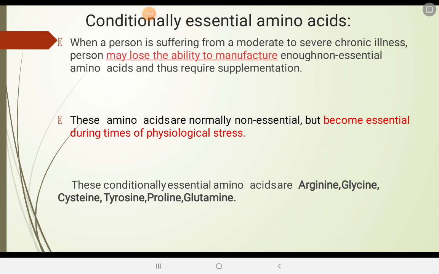These amino acids are normally non-essential but become essential during times of physiological or pathological stress. These conditionally essential amino acids are arginine, glycine, cysteine, tyrosine, proline, and glutamine. What is meant by conditionally essential amino acid? When a person is suffering from a moderate to severe chronic illness, the person may lose the ability to manufacture enough non-essential amino acids and thus require supplementation. These amino acids are normally non-essential but become essential during times of physiological stress or during disease time.